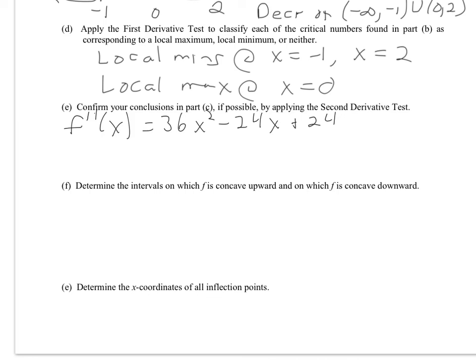For the second derivative test, all you do is you plug each of your critical numbers directly in to the second derivative. So I just need to compute f double prime of 1, f double prime of 0, and f double prime of 2. Now let's see if I can do this in my head. F double prime of negative 1 would be 36 plus 24 plus 24. Well, that's 12.